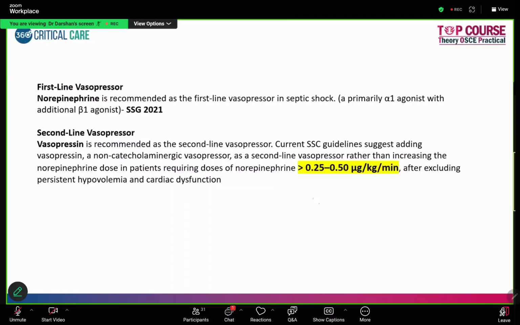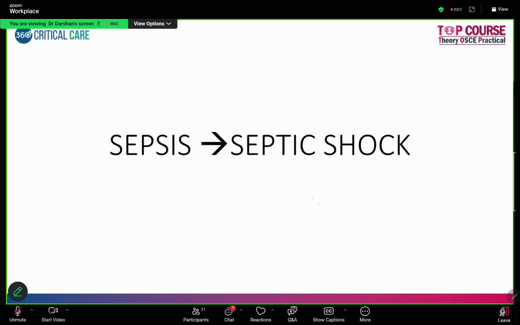What is the target? If you're asked, that is your 65 mm Hg. How did we come to it? It is based on two trials. One trial, if you remember, is good: the SEPSISPAM trial. The other one is called OVATION. If you remember, good. Otherwise, no problem.